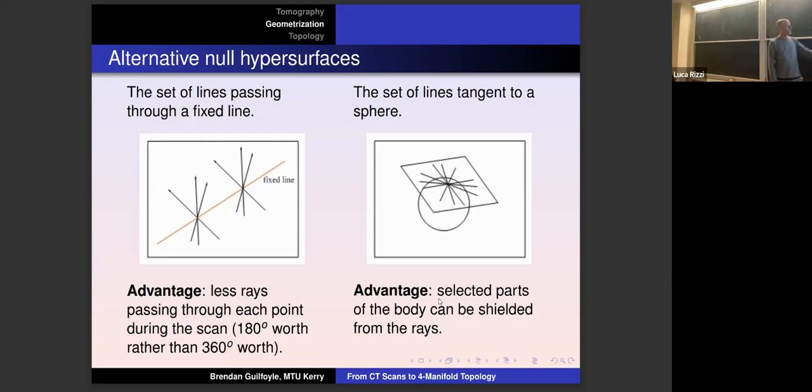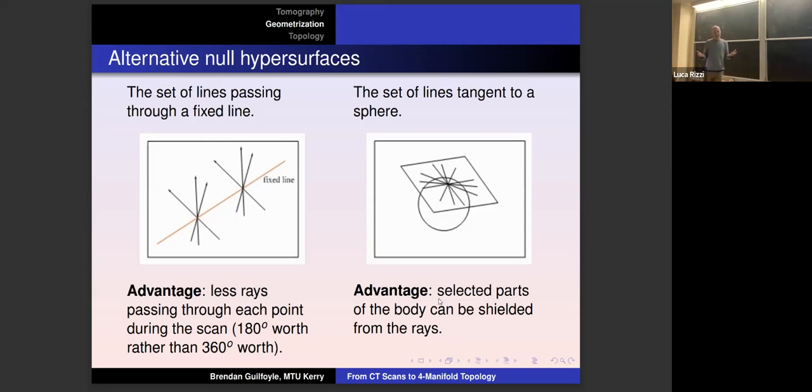Okay, and the advantage here is that you could shield selected parts of the body as you scanned it. So if someone had a pacemaker, or something that you didn't want the rays to go through, but you wanted to see the tissue around it, you could use the set of lines tangent to some small sphere around the part or organ that you're trying to exclude. So these are, again, alternatives to working through planes, which is the normal way that CAT scans work.